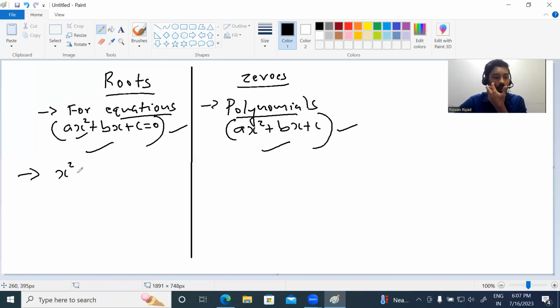x square minus 7x plus 12 equal to 0. This is an example. Here, in the place of a you can see 1, since x square simply means 1x square. In the place of b you can see minus 7, which is the coefficient of x, and c is the last constant, the last number, that is 12 here. So x is the variable and you can see the coefficients with it. Roots mean those values of x, which values of x? The values of x which satisfy this equation or any equation. Those values of the variable are known as the roots of that equation.